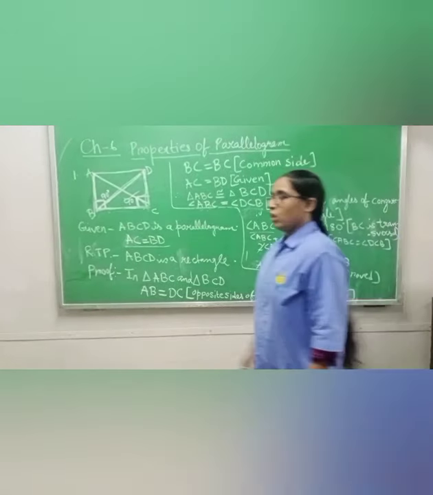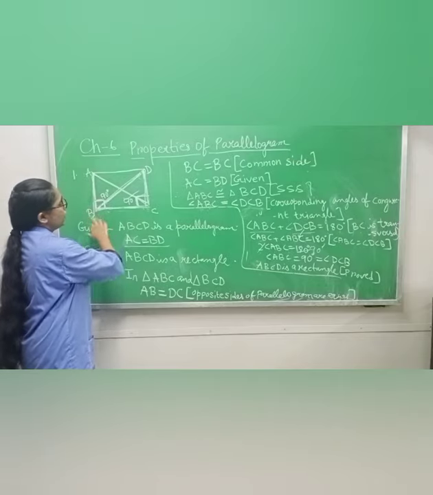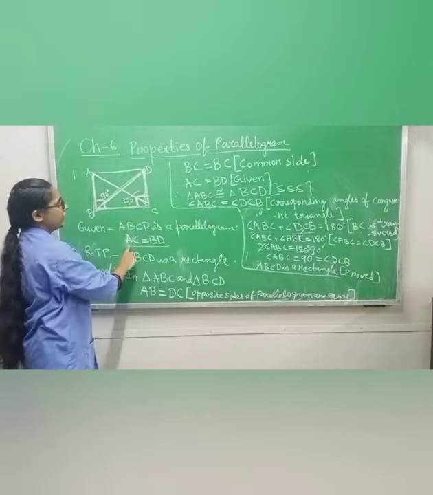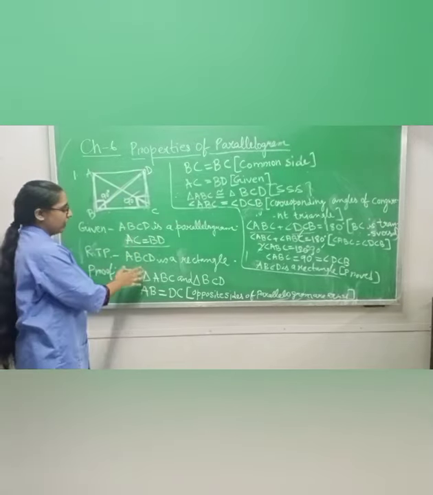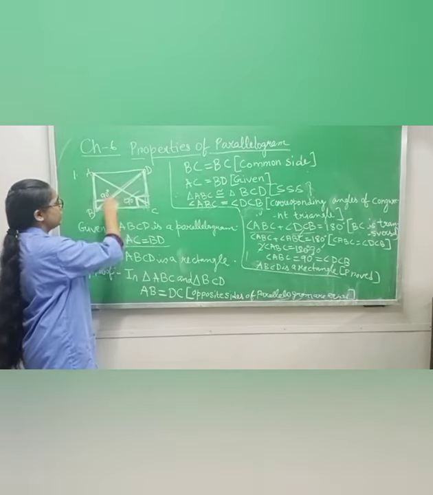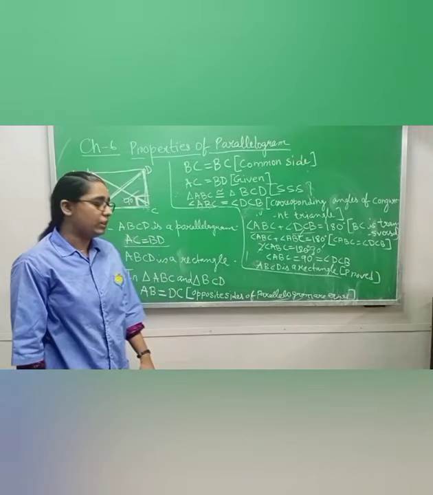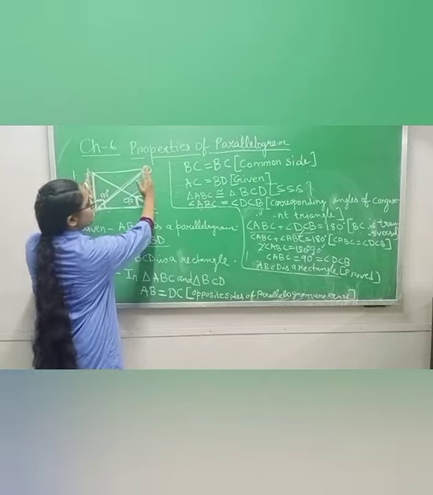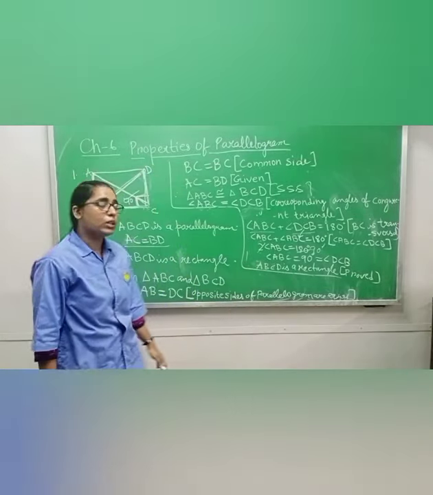Again I am going through this one. Given. In the given part, what is given to you? ABCD is a parallelogram. Diagonals AC and BD are equal. Okay. RTP: ABCD is a rectangle. We have to prove. Now in the proving part, I am making two triangles, ABC and BCD. Now I am proving how I will prove. AB equals DC. Opposite sides of a parallelogram. That is why the opposite sides of a parallelogram are equal.